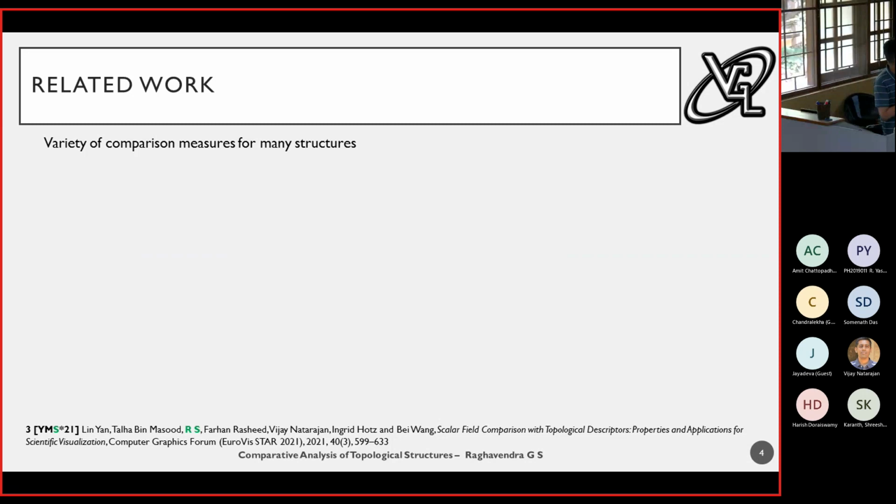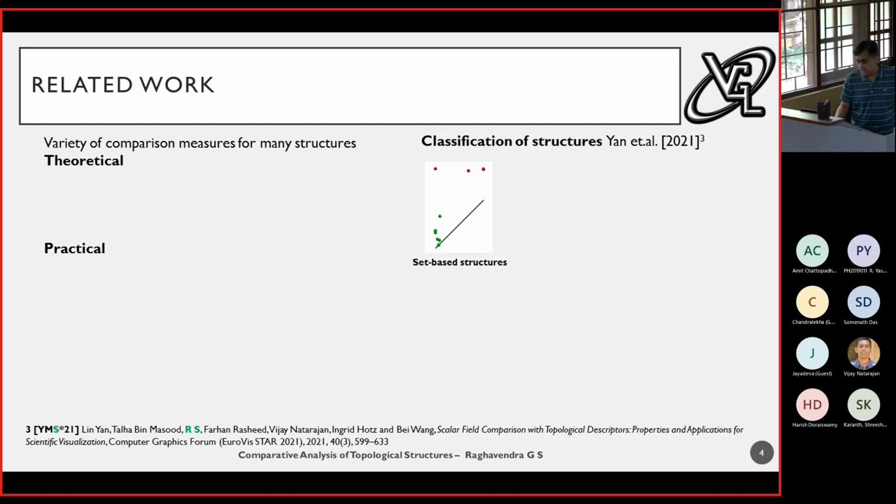So now there has been a variety of comparison measures which help in comparing such structures. We can see it in two ways. One is how the structures themselves can be classified. The topological structures can be classified into three sets of structures. One is a set which is based on sets. So the topological structure contains just a set of points as shown here. The red and green points alone capture the topological structure.